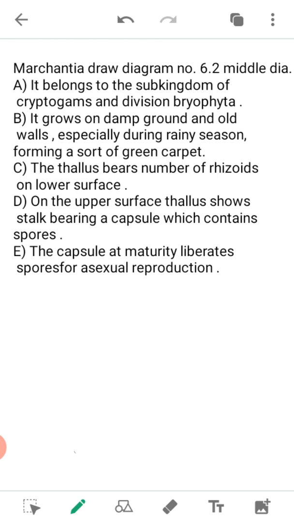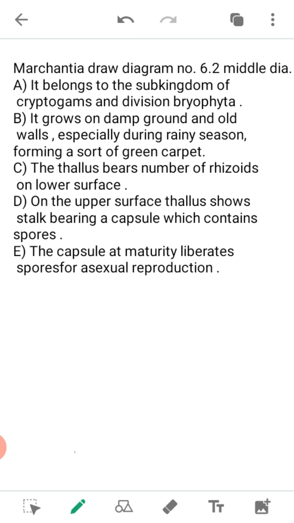The first point: Mertensia belongs to the subkingdom Cryptogams and division Bryophyta. B point: it grows on damp ground and old walls, especially during the rainy season, forming a sort of green carpet.